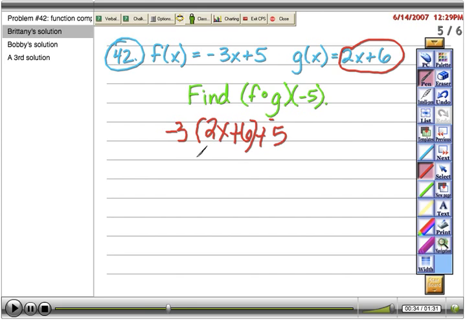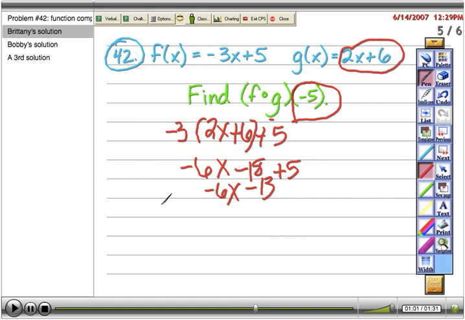So you get negative 6x minus 18 plus 5, which is negative 13. So it's negative 6x minus 13, negative 6x I meant. And then you plug in this number for x, because that's what they want you to do.